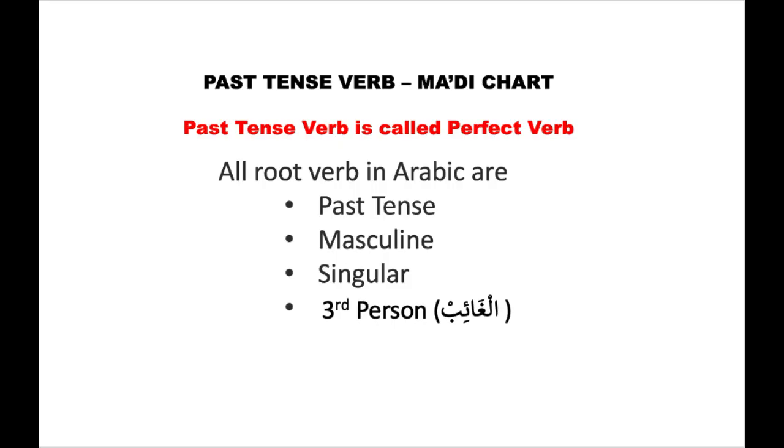The root verb in Arabic, they are in past tense, they are in masculine, and they are singular. This is rule. All the verb in Arabic grammar are past tense verb, and the past tense verb will indicate masculine gender, singular number, and third person or ghaib, someone who is not present. That's why in Arabic it's called al-ghaib.